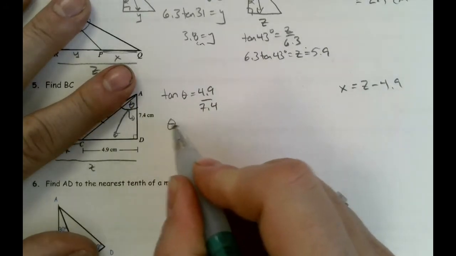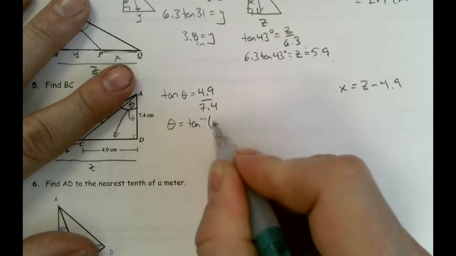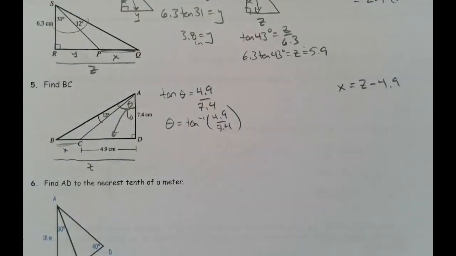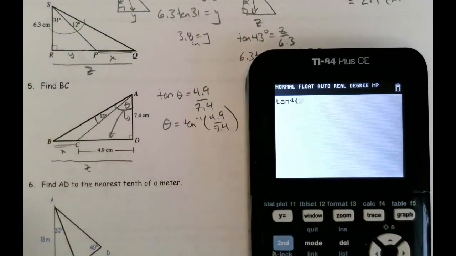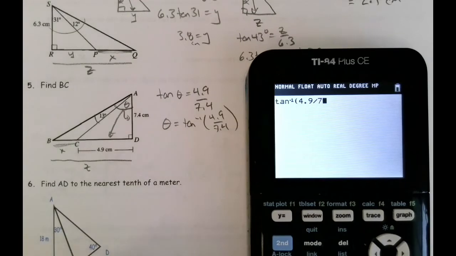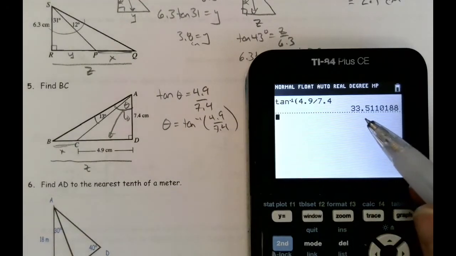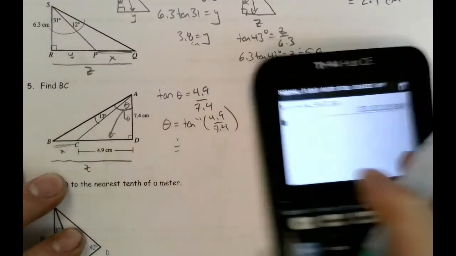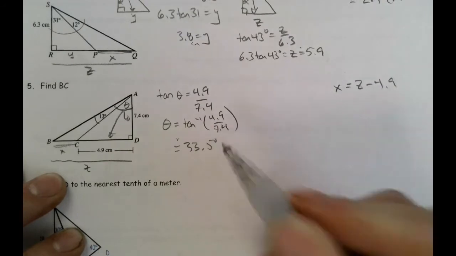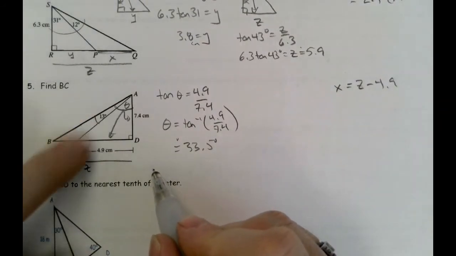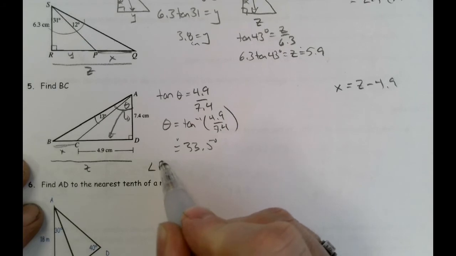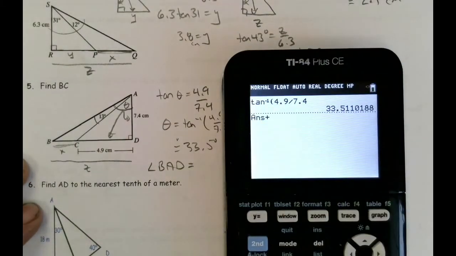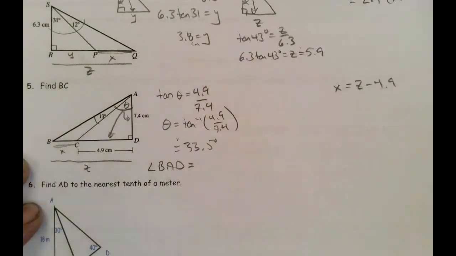To get theta, I will do the inverse tangent, because that's how I go from a ratio back to an angle. And so this will be the inverse tangent of 4.9 divided by 7.4. Okay, and I get 33.5, so approximately 33.5 degrees. But what I'm going to do then is add that to 13. So the angle BAD is going to equal what I just found plus 13 degrees. So 46.5.